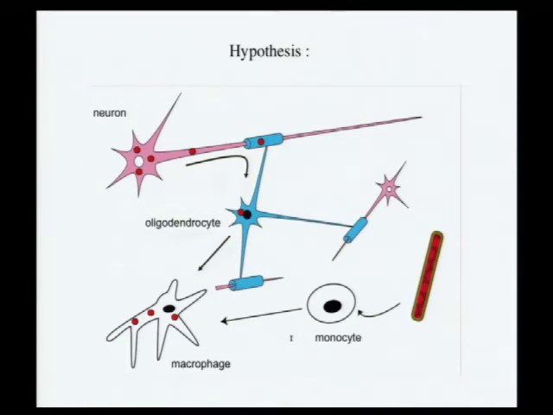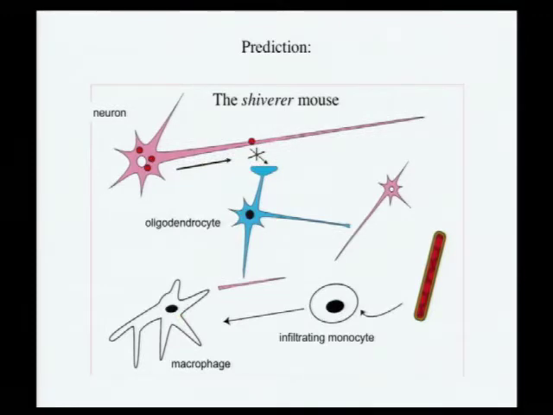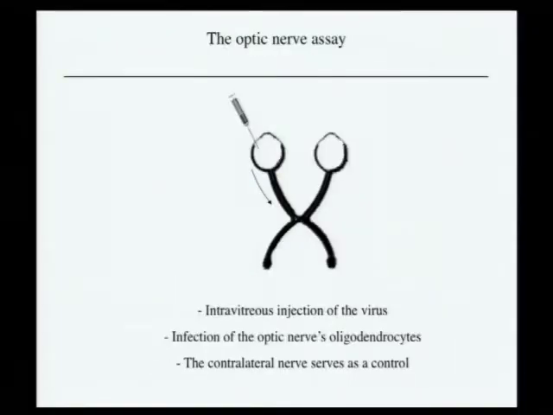The prediction is if indeed the virus was spreading from the axon into the cell body of the oligodendrocyte through the myelin, there may not be any spread in those mice because the myelin is missing. This is a cartoon of this hypothesis, a normal mouse. The shiver mouse, there is no myelin, and would the virus be prevented by this lack of myelin to spread to the cell body of the oligodendrocyte and to the other glial cells?